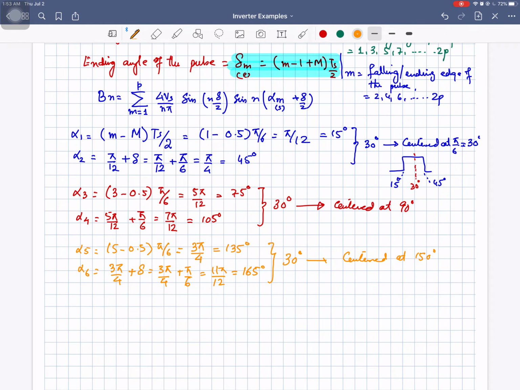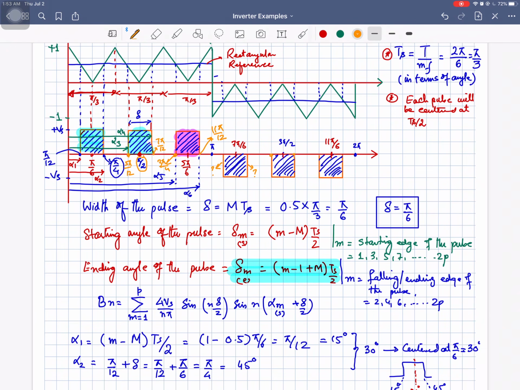that instead of using the edge number we can use the pulse number, and for that our equation will be like that: the starting angle alpha m will be calculated as (2p minus 1 minus m) into ts by 2, where p is the pulse number, right? And over here, this is our first pulse, this is our second pulse, this is our third pulse, fourth pulse, fifth pulse, and sixth pulse.